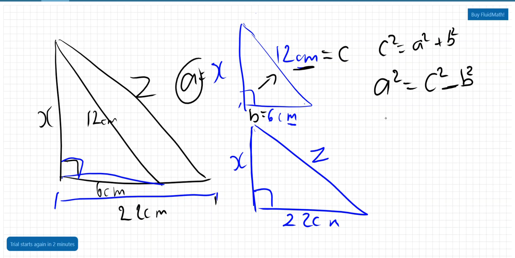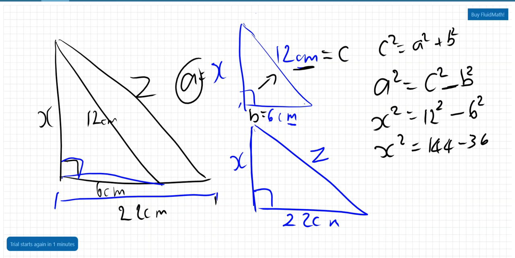Okay, let's fill in what we have. So A squared, A once again is x we're trying to find. C is 12 squared minus B, which is 6 squared. So substitute all the values in and let's solve for x. So 12 squared is equal to 144 take away 36, which leaves us with 108. Square root the 108.